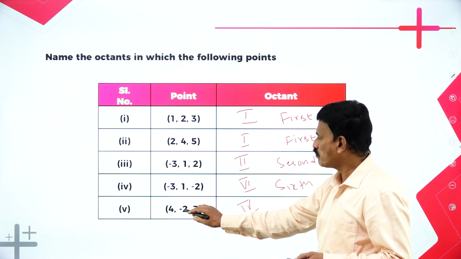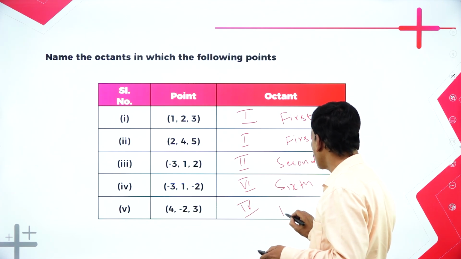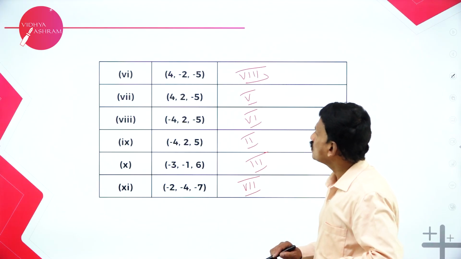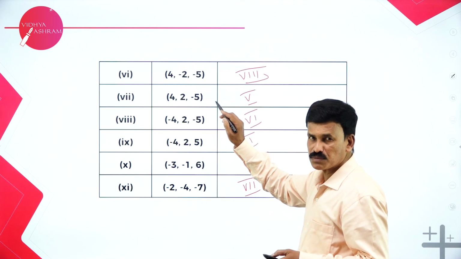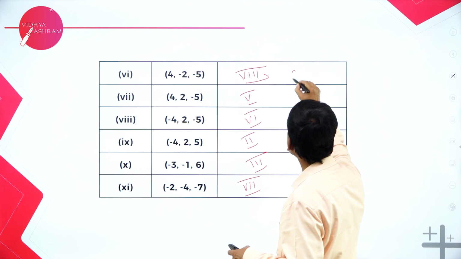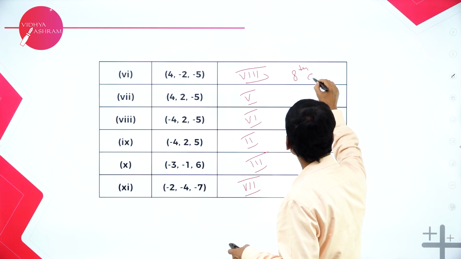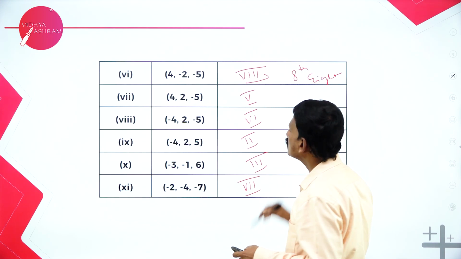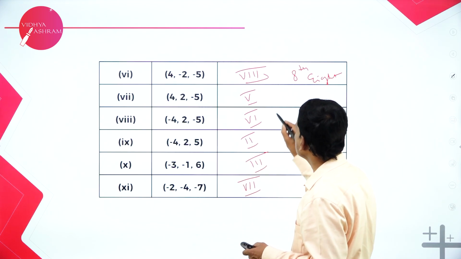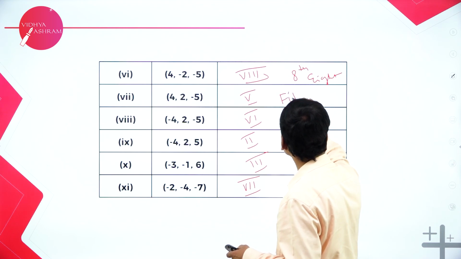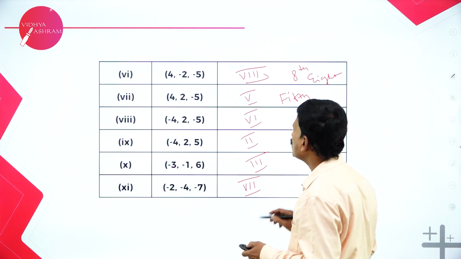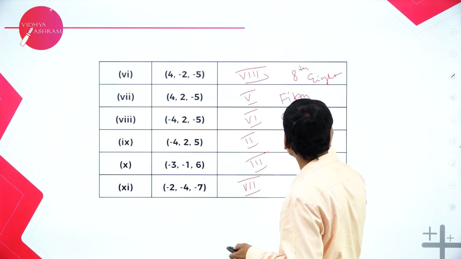Again plus, minus and plus means it is in the fourth octant. And whereas here, so this is 4, x is positive, y is negative, z is negative, means plus, minus and minus, it is in the eighth octant, that is eighth. So x is positive, y is negative, z is negative, means it is in fifth octant. So x is negative, y is positive, z is negative, means it is in the sixth octant again.